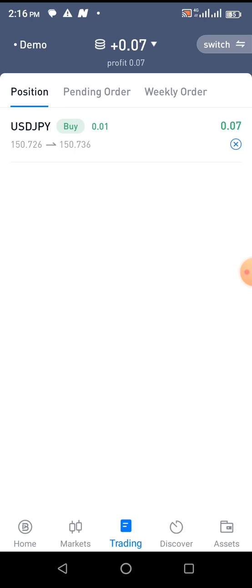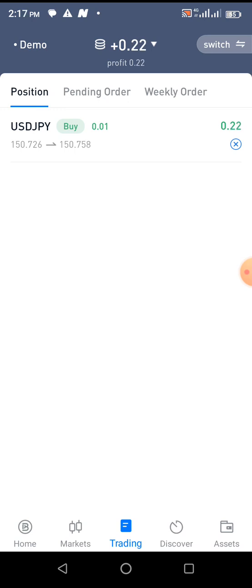It's showing green. So the moment it's green, it means you are in profit. If it is in red, it means you are losing money. If it is in green, you are in profit. So that is how it works. If you are in green, you are in profit. If it is red, you are losing.